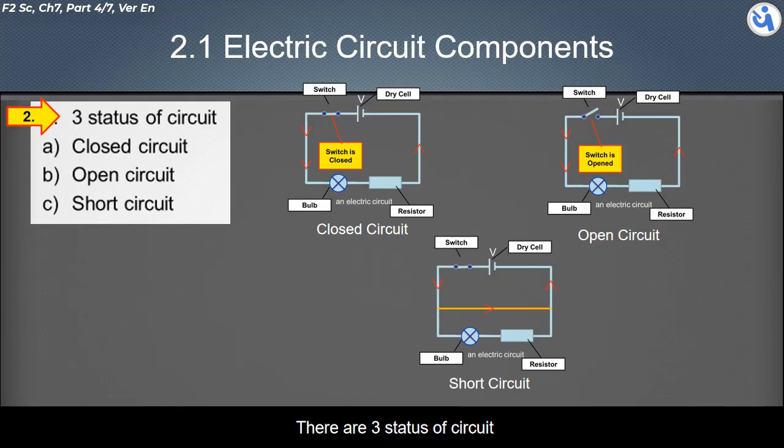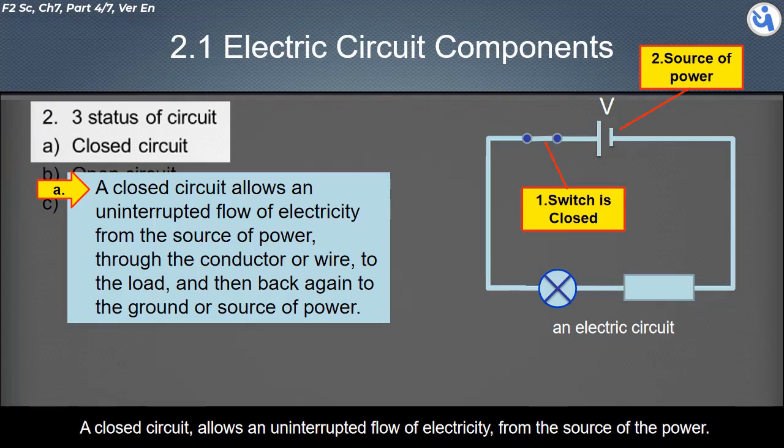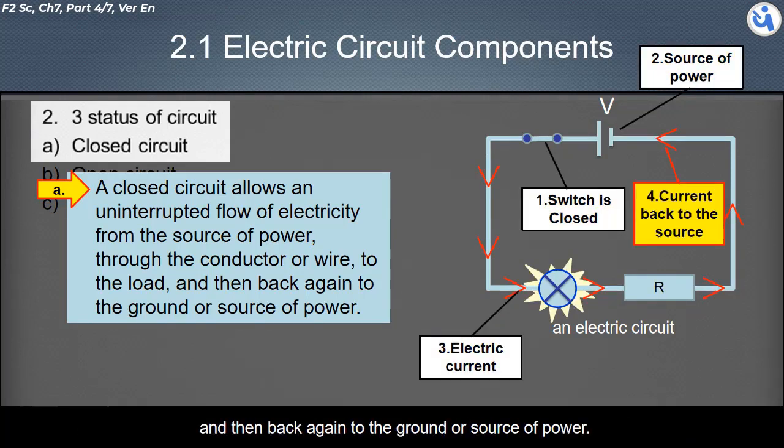There are 3 statuses of a circuit. The first is the closed circuit. A closed circuit allows an uninterrupted flow of electricity from the source of power through the conductor or wire to the load, and then back again to the ground, or source of power.